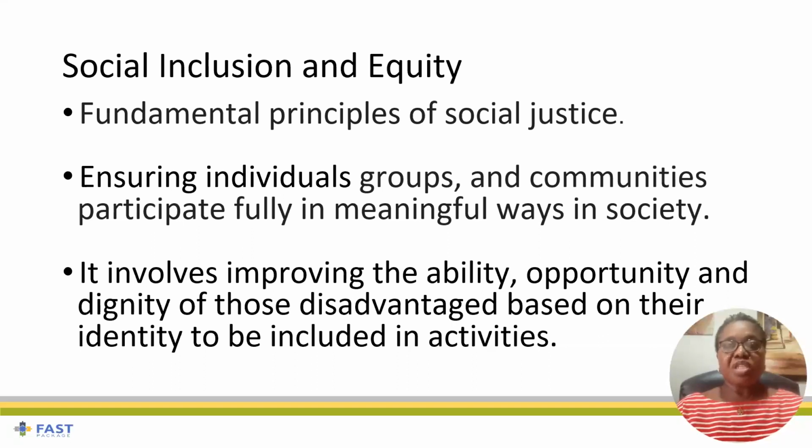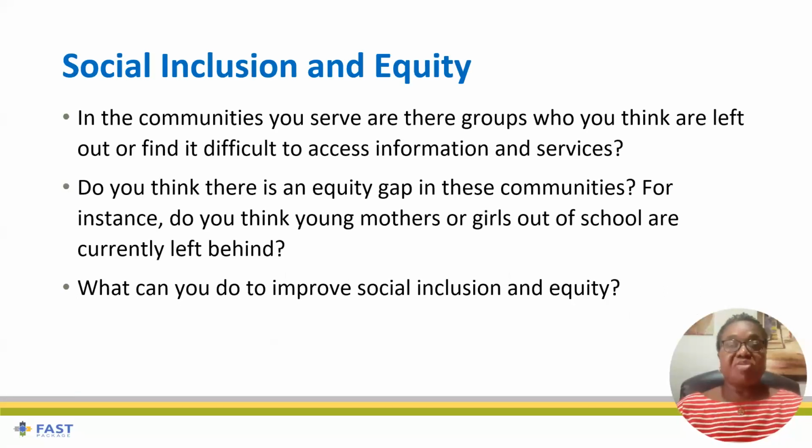So when we talk about social inclusion and equity, we want to ensure that everybody takes part in everything in a meaningful way, irrespective of their social class, their ability to do certain things, or even the fact that they have certain conditions that may make it difficult for them to be part of the ongoing process. Social inclusion and equity involves improving the ability, opportunity, and dignity of those disadvantaged based on their identity to be included in activities. By virtue of the way people are created, or the kinds of conditions they have, or the socioeconomic environment in which they find themselves, sometimes they are excluded from certain activities. But we think it's important that they are included in everything.